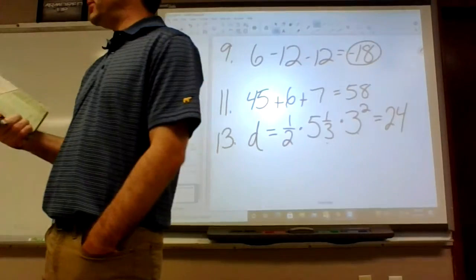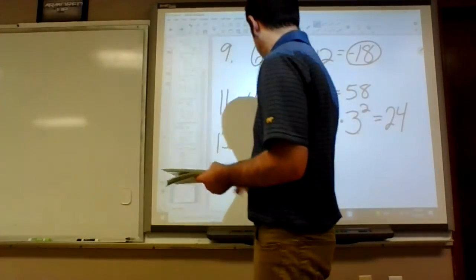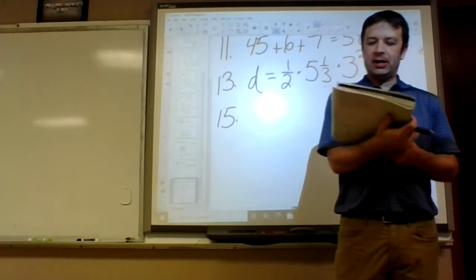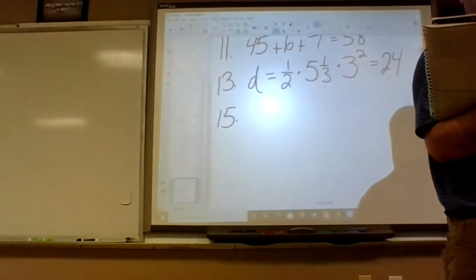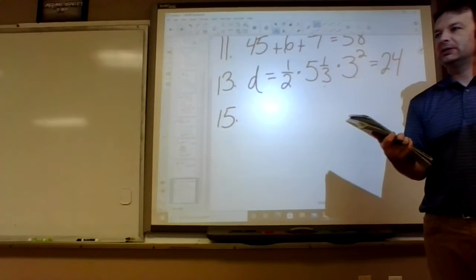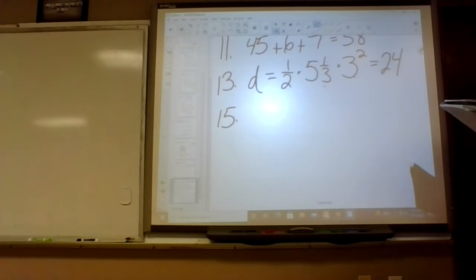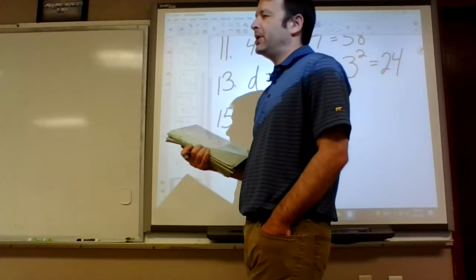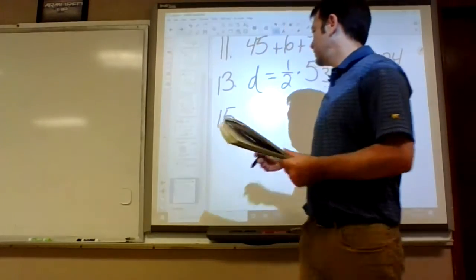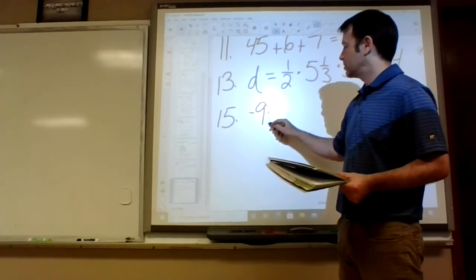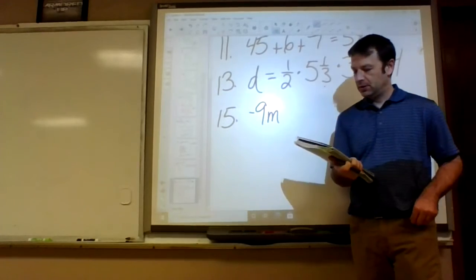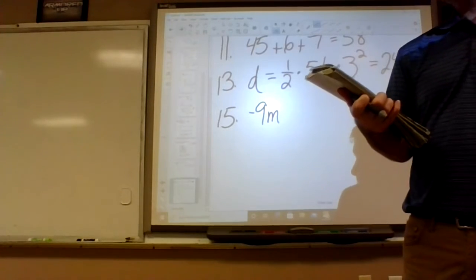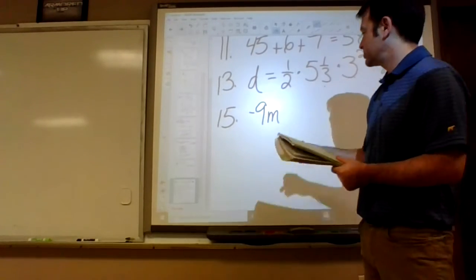It says simplify. How can I simplify all that stuff? Combine like terms. So I see an m and a minus 4m. What does that make? Negative 3m. Then I see a minus 6m. So what's negative 3m minus 6m? Negative 9m. Then I see a plus 2n and a plus n. So plus 3n.